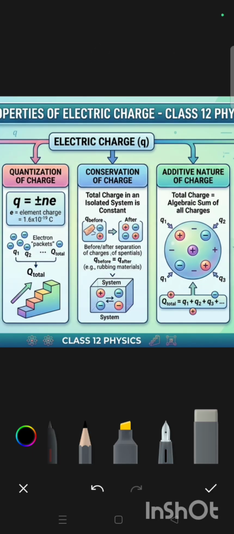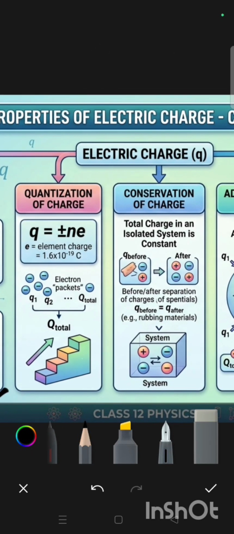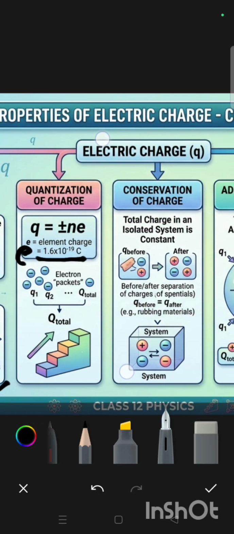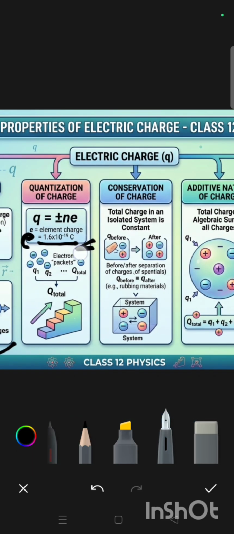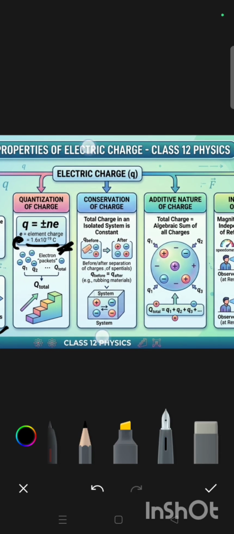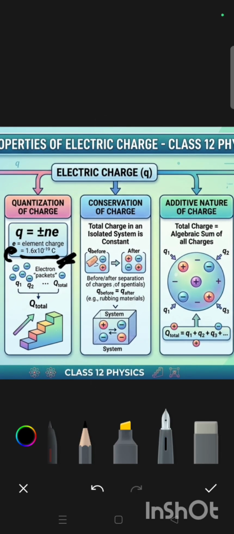The value of the electric charge, that is e, is equal to 1.6 into 10 raised to minus 19 coulomb. This is also very important. You have to make a note of this value. Okay, important one. Next we will see the conservation of charge. Quantization of charge means electric charge is an integral multiple of e, that is Q is equal to NE, where N is any integer. Now the next one is conservation of charge.